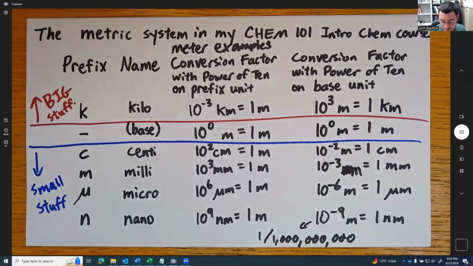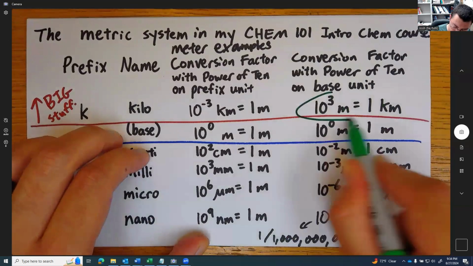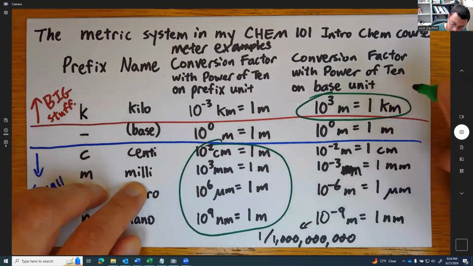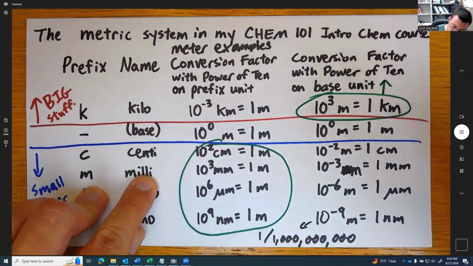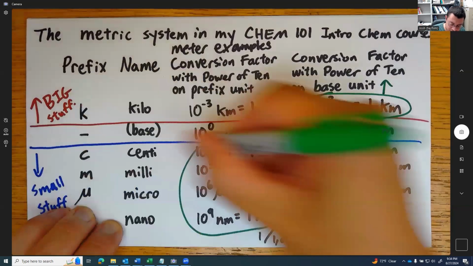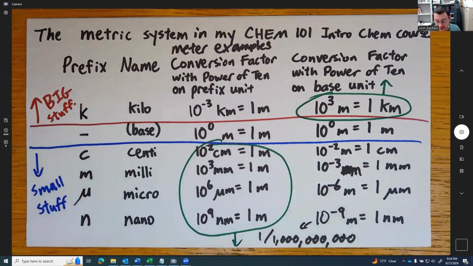I'll go a step further. For my preference, I actually just pick and choose, depending on the context, sometimes even depending on my mood. That being said, I'd say 99% of the time, I will go with this. And if I had anything bigger than a kilo, I would just go with that pattern above this red line here for the big stuff. And below the blue line for the small stuff, I will stick with this pattern. So I like to use both.